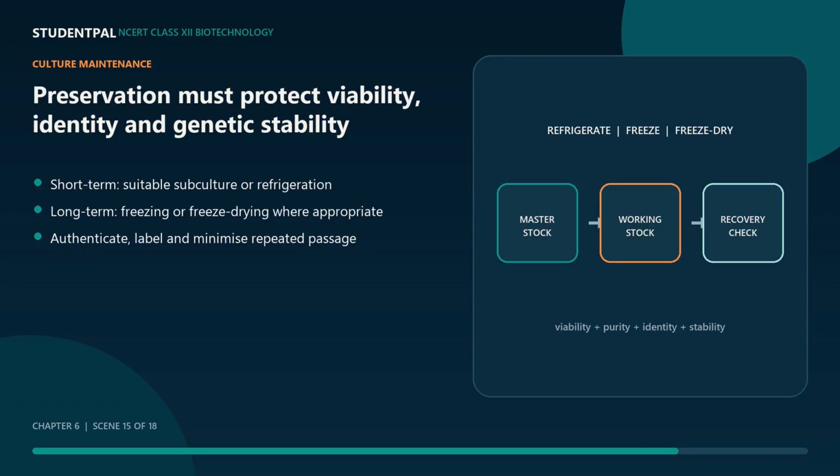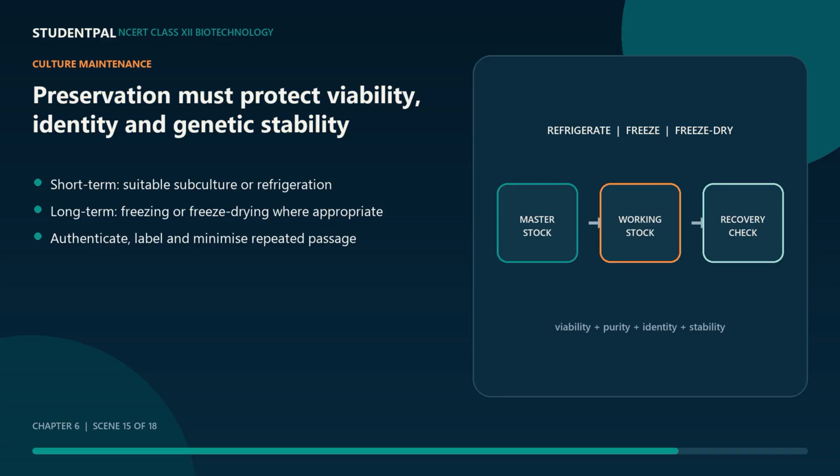Culture maintenance aims to retain a living, correctly identified, and stable biological resource. Frequent subculture can keep organisms available for short-term work, but repeated passage consumes time and may select variants or introduce contamination. Refrigeration slows metabolism for suitable organisms and periods. For longer storage, cultures may be frozen with an appropriate protective agent or freeze-dried when the organism tolerates the process. The best method depends on organism, purpose, and validated recovery conditions.